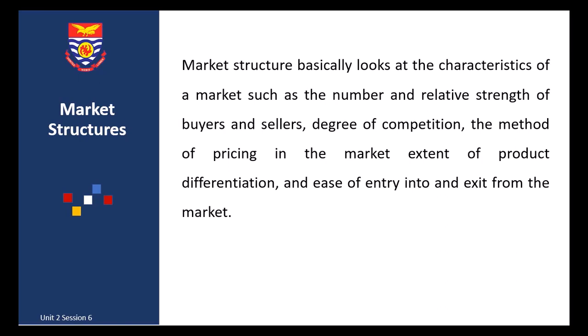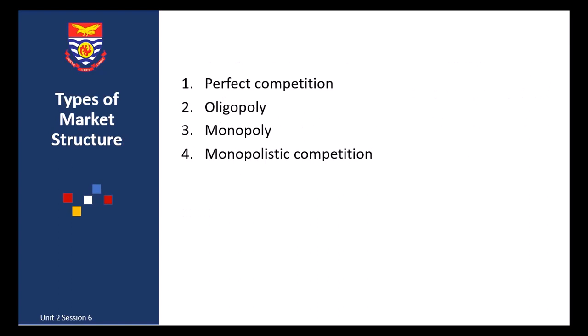The type of market structure influences how the firm will behave regarding pricing, supply, efficiency, and competition. Knowing the market structure is helpful to the buying organization because it influences the strength of the buyer's bargaining power or bargaining position in the market. We have four basic types of market structure. We have the perfect competition, the oligopoly, the monopoly, and the monopolistic competition.